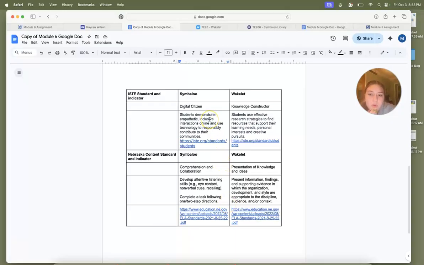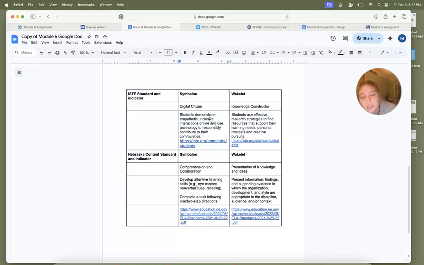So for the Symbaloo, for the ISTE, I said digital citizen. Students demonstrate empathetic, inclusive interactions online and use technology to responsibly contribute to their communities. Wakelet, I said knowledge constructor. Students use effective research strategies to find sources that support their learning, personal interests, and creative pursuits.